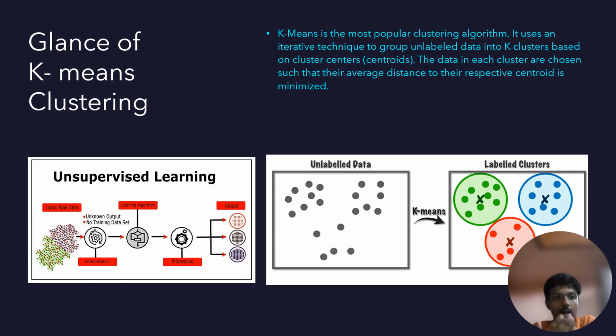Let's see the graph of K-means clustering. K-means is the most popular clustering algorithm. It uses an iterative technique to group unlabeled data into k clusters based on the cluster center, that is, the centroid. The data in each cluster are chosen such that the average distance to the respective centroid is minimized.